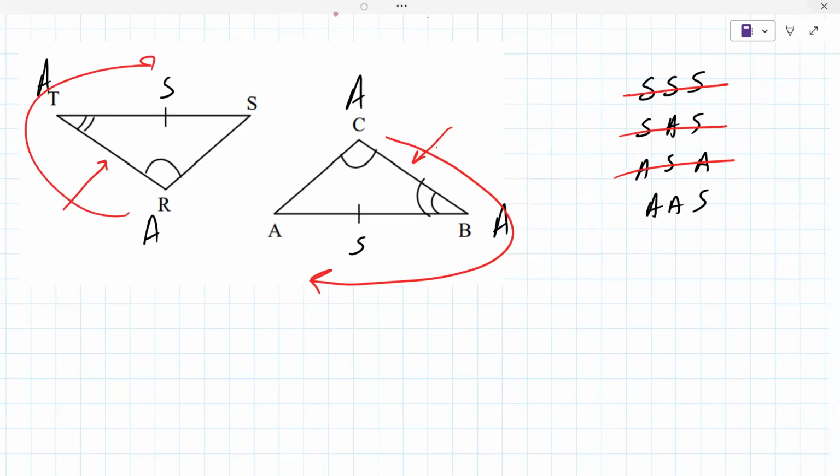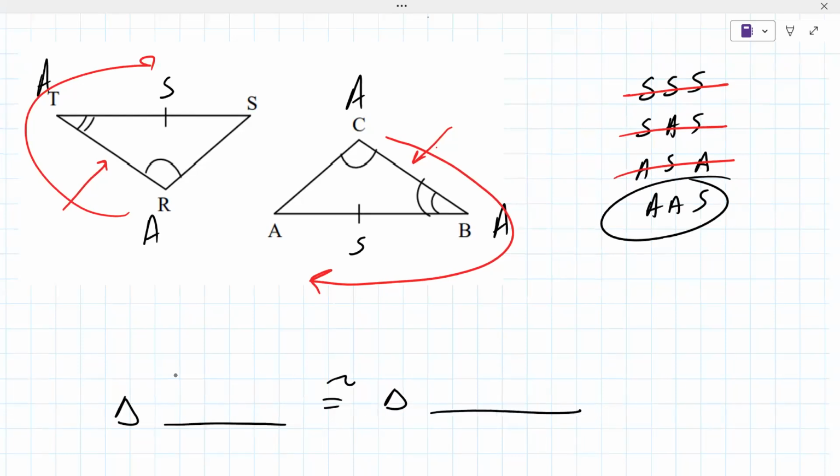Okay. Now, more importantly, again, is that triangle. So it is that one. Triangle what is congruent to triangle what? Triangle TSR is congruent to triangle BAC. That is correct. Okay.